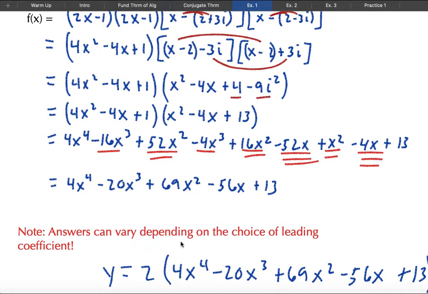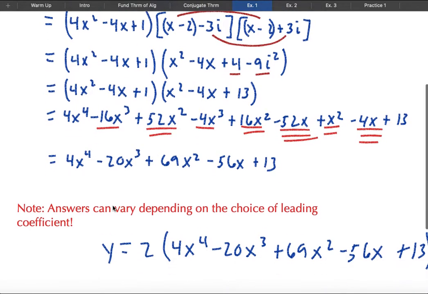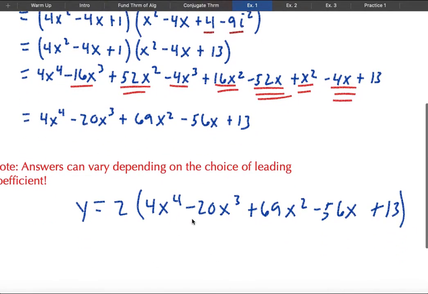Your answers can vary depending upon the choice of your leading coefficient. So right now, the leading coefficient is 4, but there's nothing that says that I couldn't take all of these and multiply them by another constant. So that's kind of what I have down here. Had I taken and multiplied all this by 2, I would still have a function with the same zeros. The only thing that would change would be the y-intercept of the function. Okay, so really what we're getting at is this number out here, it's unimportant for the zeros of the function. The only thing it affects is the y-intercept of the function.